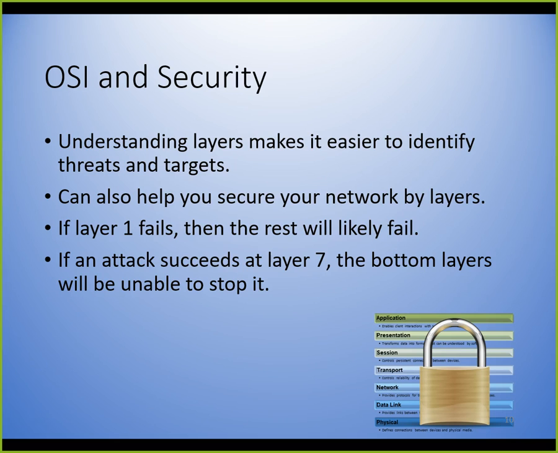I always figured that anything that I could stop at layer 2, I didn't have to worry about at layer 3. I didn't have to worry about it at the application layer, because if you can stop the attack there, it doesn't go any further. If an attack succeeds at layer 7, the bottom layers are going to be unable to stop it. So if we have an application attack that is successful, then everything else is going to kind of follow in its way.